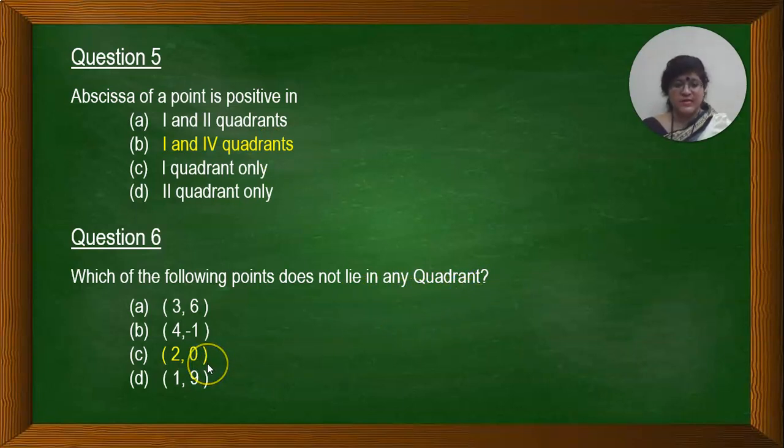Which of the following points does not lie in any quadrant? Answer is (2, 0), because when any one of the coordinates is 0, remember it will not lie in the quadrants. It lies either on the x-axis or on the y-axis. So when a point lies on the x-axis or on the y-axis, one of the coordinates has to be 0.